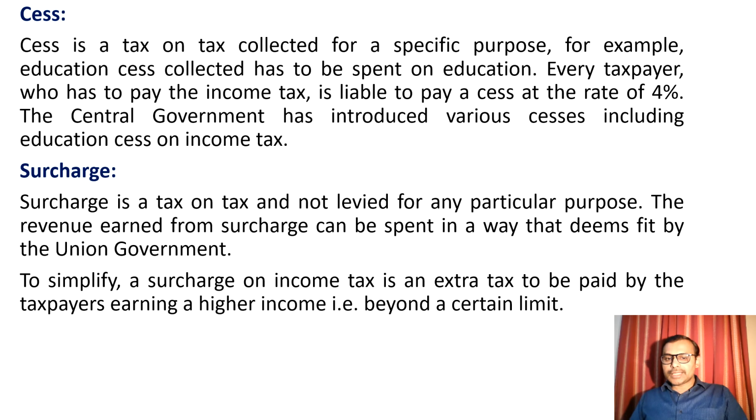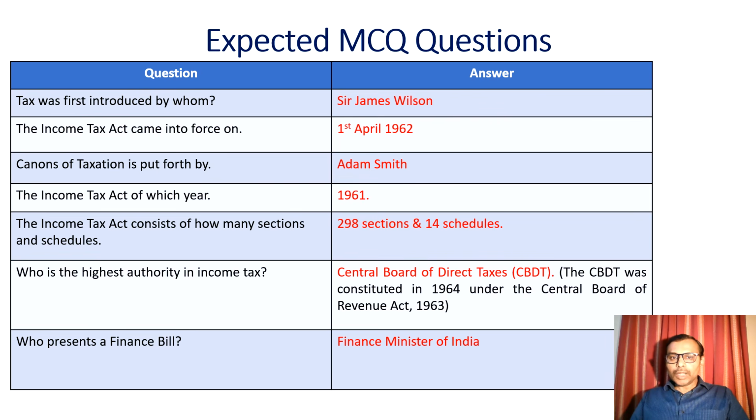To simplify, a surcharge on income tax is an extra tax to be paid by the taxpayer earning higher income, that is beyond a certain limit. If you cross that limit, then only surcharge will come. Surcharge will not come to every taxpayer. It will come only to the high net worth individuals who earn more and those who need to pay the surcharge.